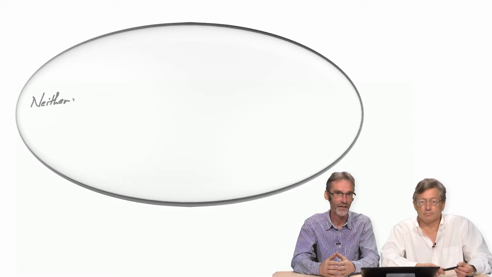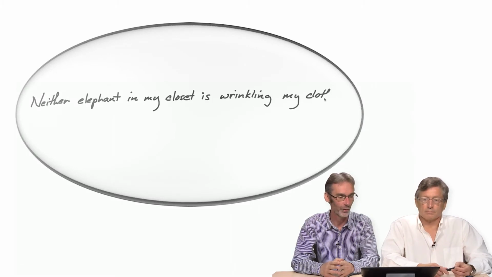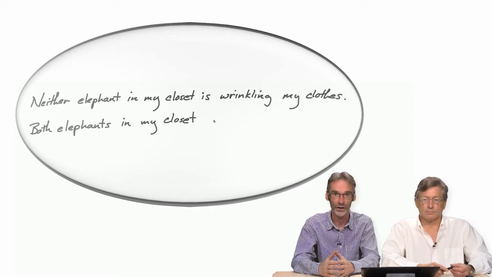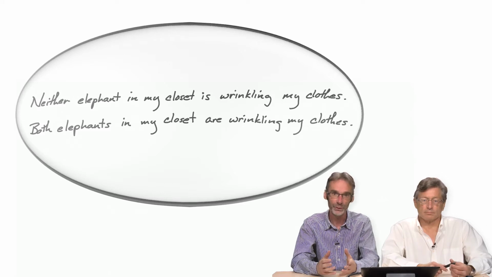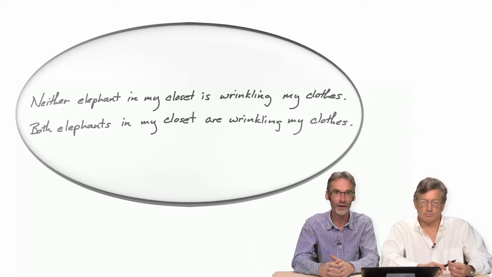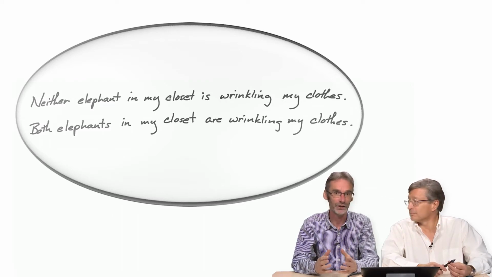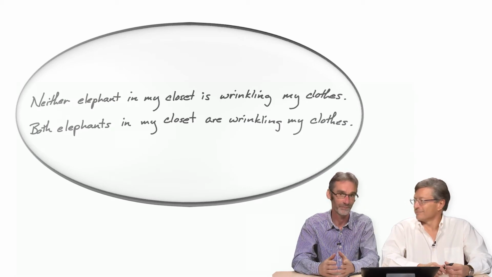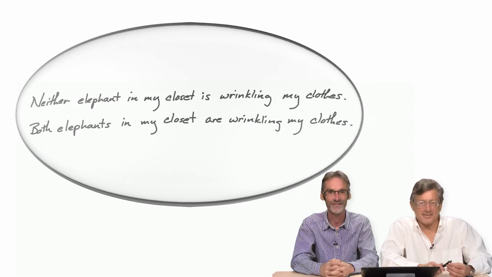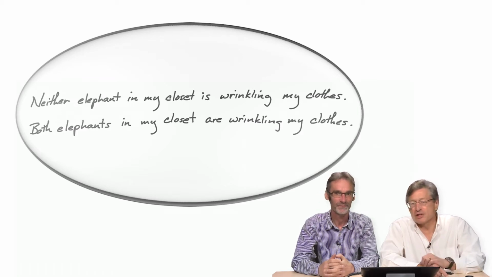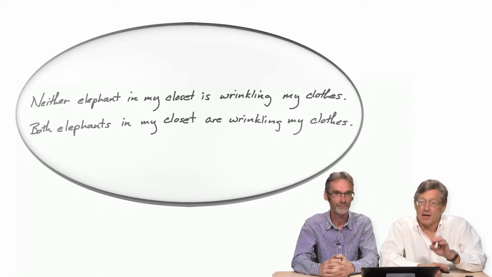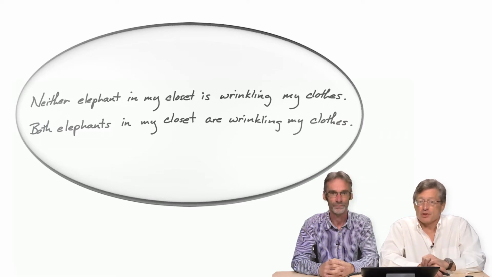Similar issues arise with the words both and neither. What are we to make of these sentences? Neither elephant in my closet is wrinkling my clothes. Both elephants in my closet are wrinkling my clothes. In situations in which there are no elephants in my closet, or in situations in which there are 7 elephants in my closet. I have a very big closet. So we're going to focus our attention on the word the and noun phrases of the form the A. These are called definite descriptions.